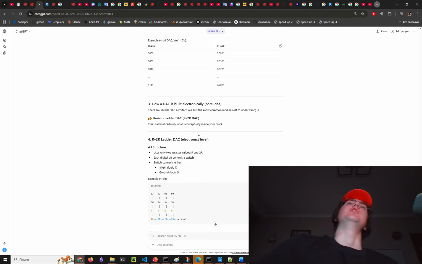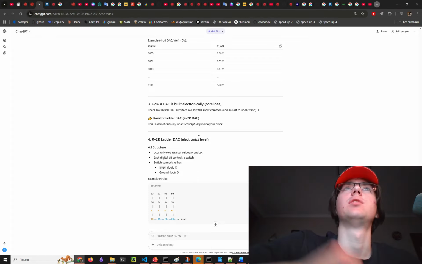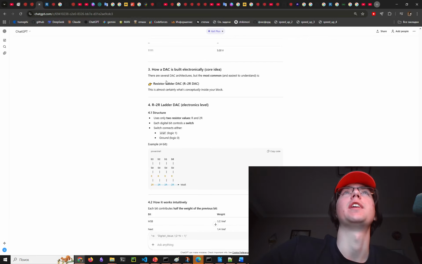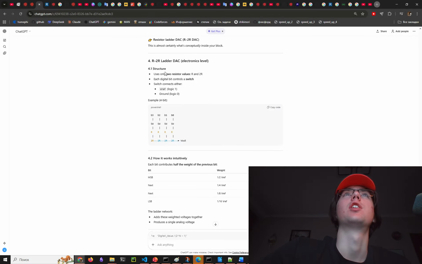Okay. How a DAC is built electronically: the most common is the resistor ladder, the R-2R DAC. This is almost certainly what's conceptually inside your block. The R-2R ladder DAC uses only 2 resistor values, R and 2R. Each digital bit controls a switch. The switch connects either to VREF or to ground.